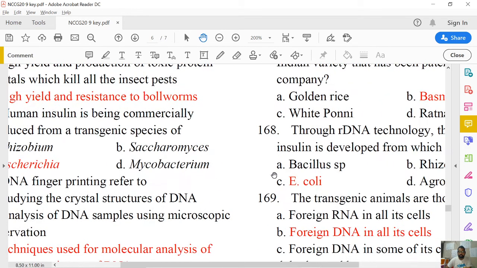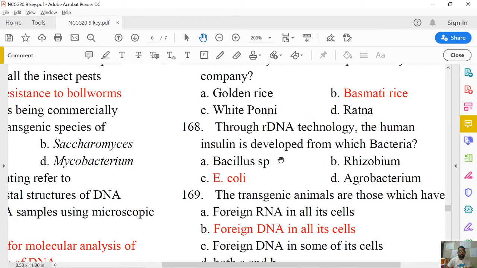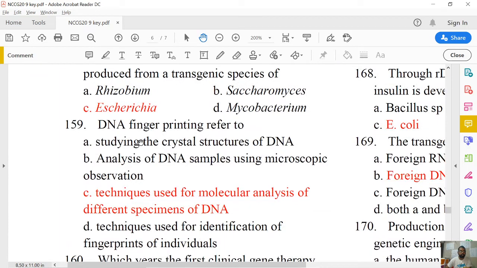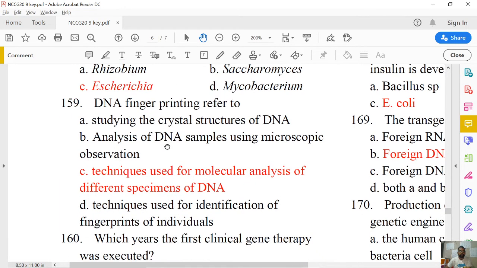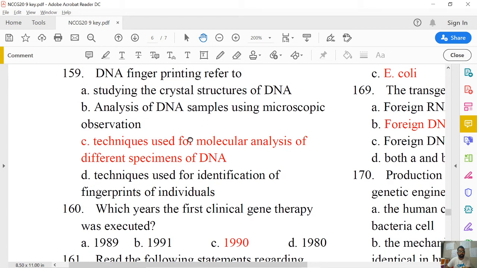Human insulin is being commercially produced from the transgenic species of Escherichia coli. The 168th question is also the same. So again, it is Escherichia coli. DNA fingerprinting refers to a technique used for the molecular analysis of different specimens of DNA. We take DNA profiling by using electrophoresis, and that's used for the detection of different DNA samples.